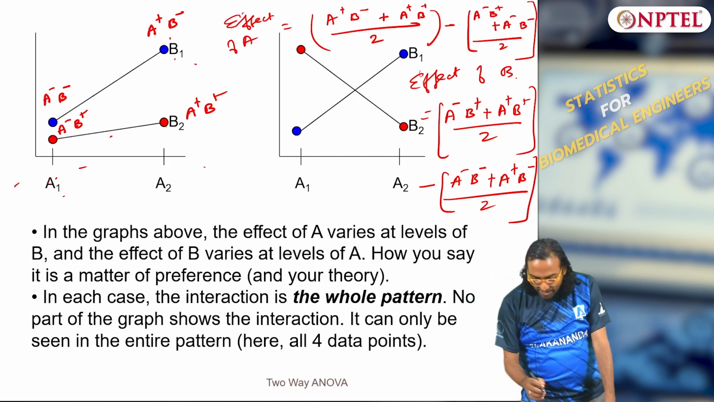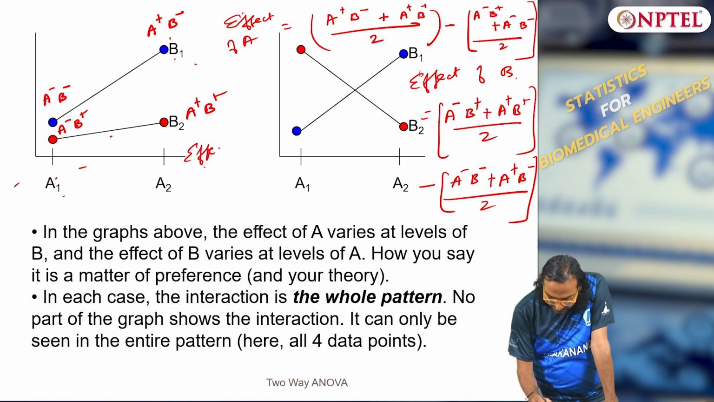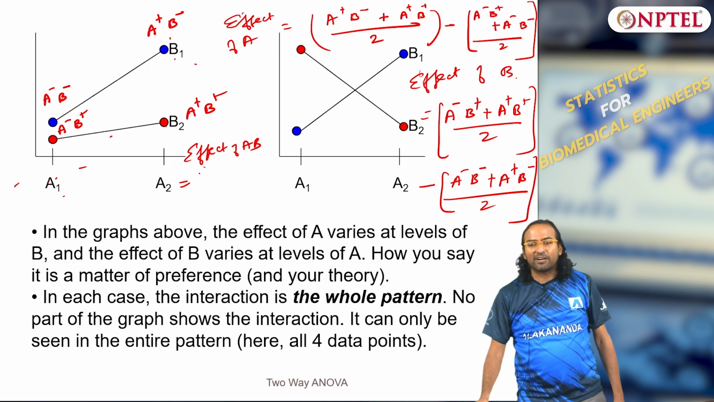Effect of AB, how do I write it? How do I write the effect of AB here?